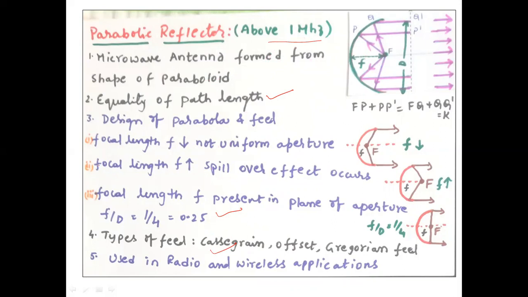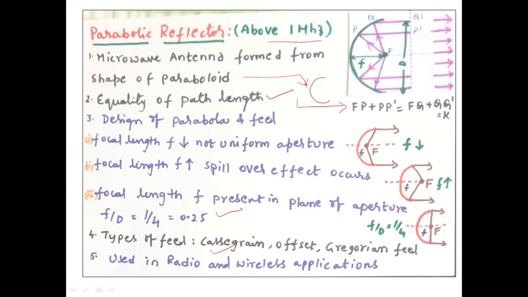Now, in the parabolic antenna, by seeing the diagram, you can see I have drawn it in a simplified way, just in the shape of the letter C, like this. This antenna is purely based on the concept of equality of path length. Here we say that the microwave antenna is formed from the shape of a paraboloid. You can recall it either with the letter C or the shape of a paraboloid. By the shape of this antenna, it is also called a microwave dish antenna. And equality of path length, you can recall from this equation.